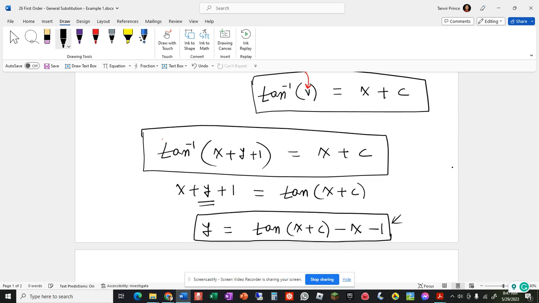So this will be the explicit solution, and this will be the implicit solution.